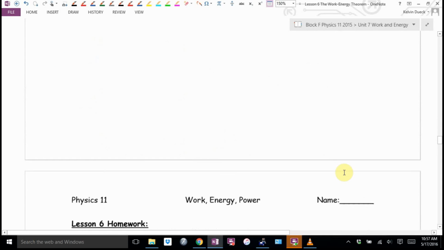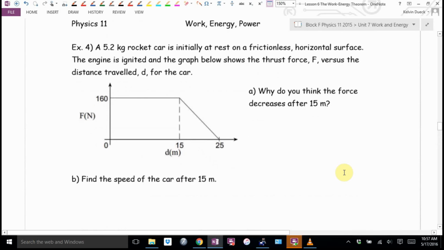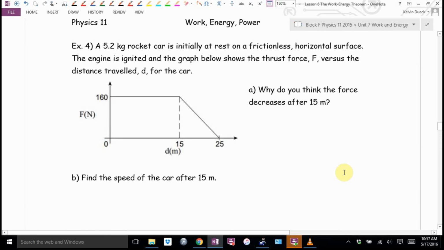Is this the last one? Good, one more. I like example 4, I like example 4. Example 4 is a nice question.